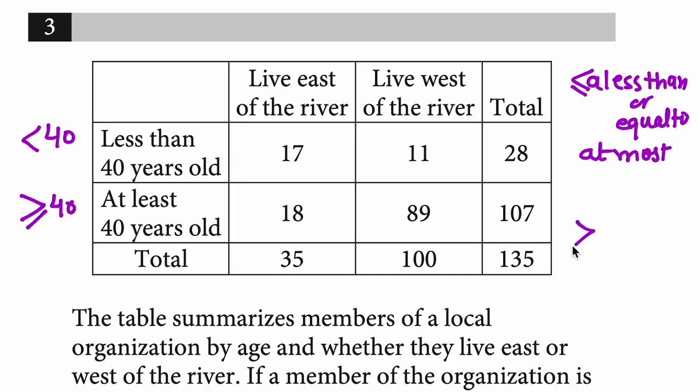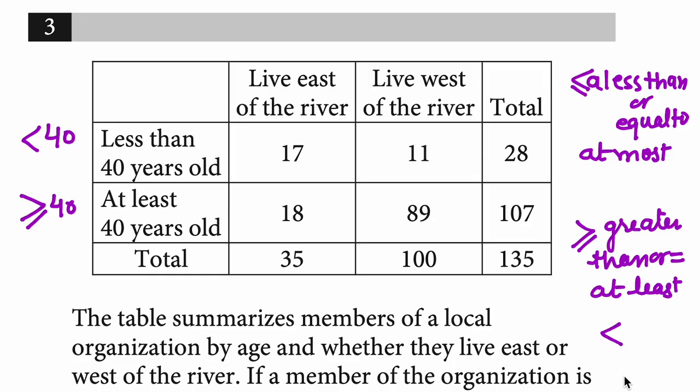But if we use this symbol, it is greater than or equal to, or at least. If it is like less than, this is only for less than and this is only for greater than; that number will not be involved here. So these signs are really important. Now, if it is at least 40 years old, that means 40 years old will come in this.